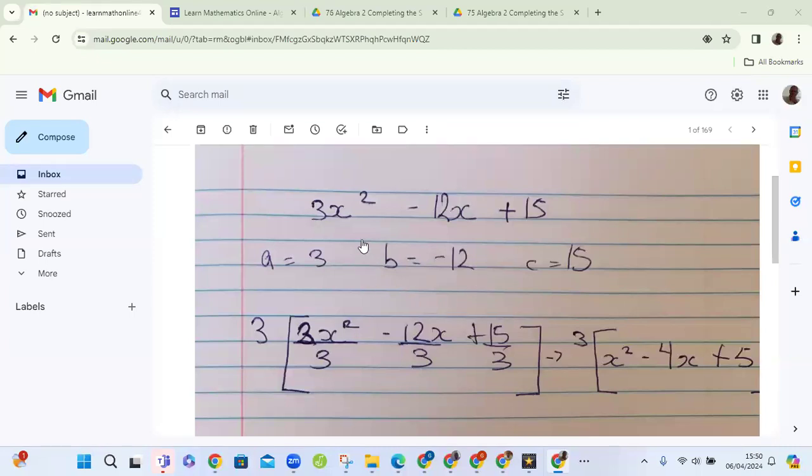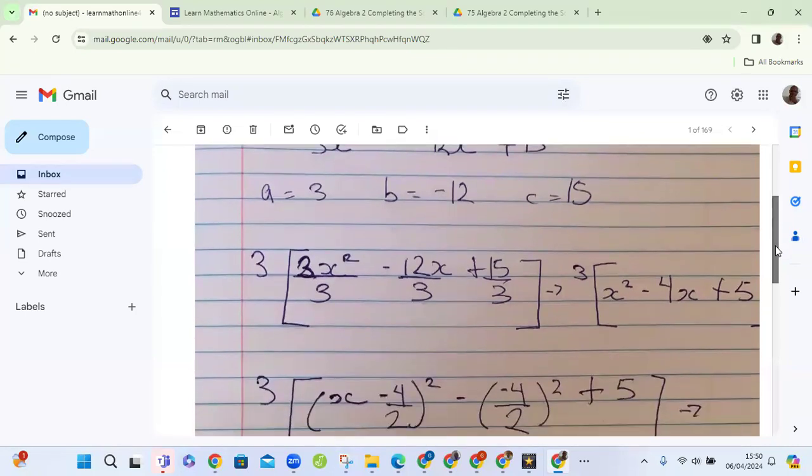So here's an example, 3x squared minus 12x plus 15. a is 3, b is negative 12, and c is 15. So we've got to cancel out that 3 in front of the x squared by factoring it out. So we put it out of an open square bracket, and we divide by 3 throughout. So we have 3 divided by 3, negative 12 divided by 3, and 15 divided by 3. And we are left with x squared minus 4x plus 5 in the square bracket with 3 outside of the square bracket.